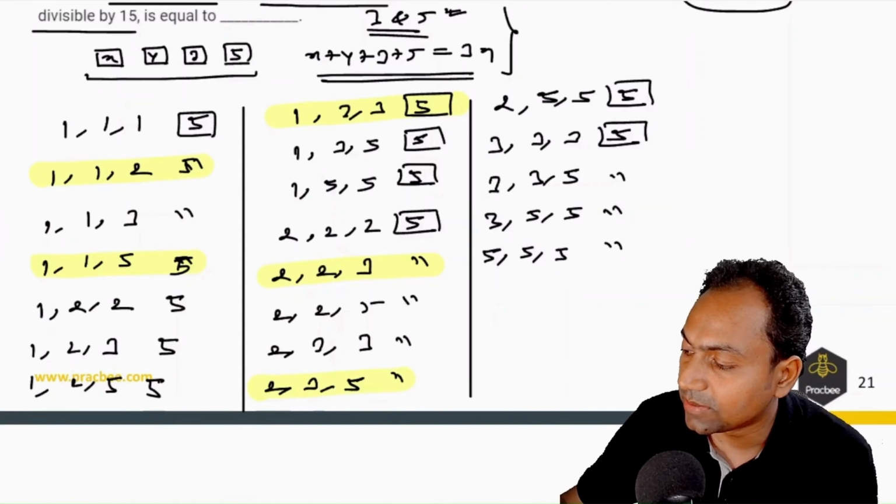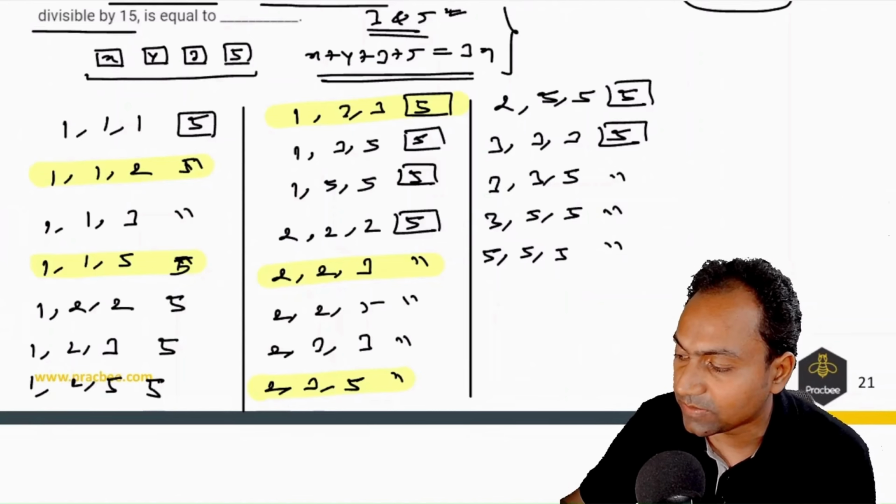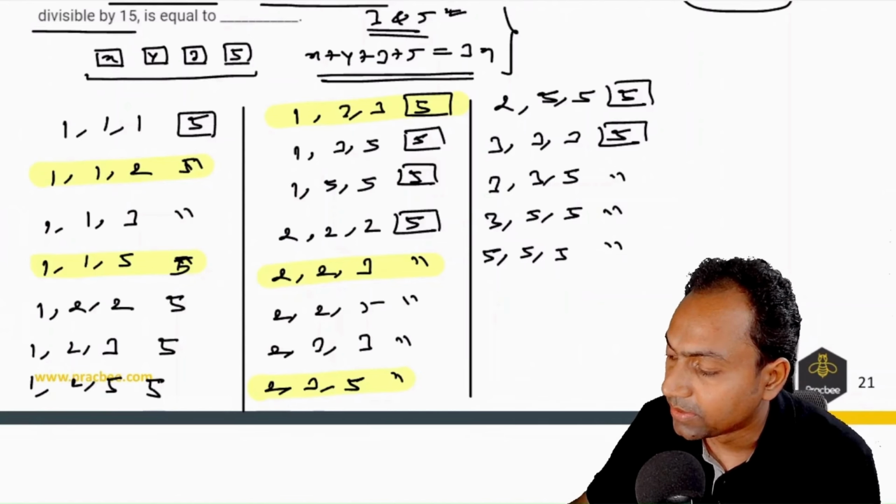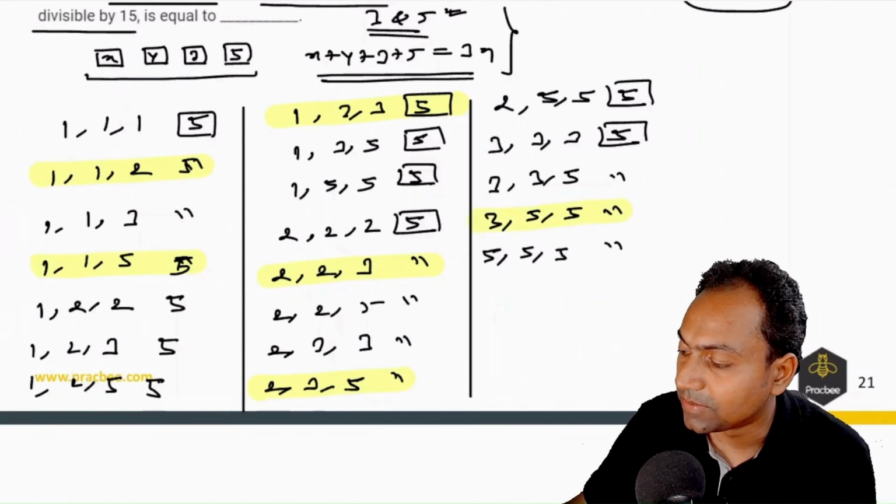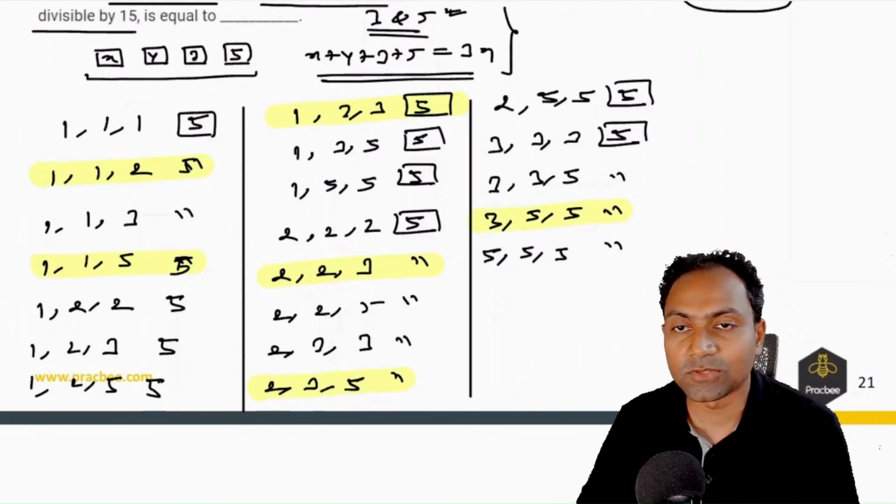And the next one is nothing but 3 plus 3, 9, 9 plus 5, 14, again not possible. 5 plus 5, 10, 10 plus 6, 16, not possible. 15 plus 3, 18, this is possible. And 5 plus 5 plus 5 plus 5 is 20, again not possible.